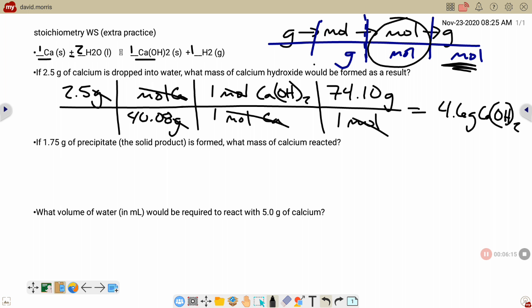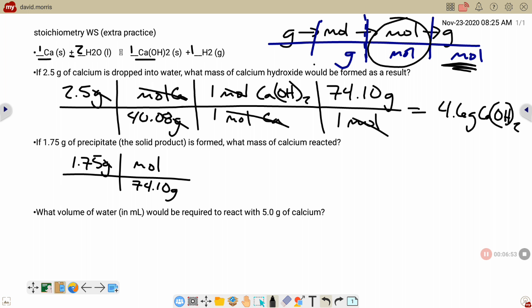It says if 1.75 grams of precipitate, solid product, is formed, what mass of calcium is reacted? It's basically the same question, just backwards, right? Because I'm giving you this mass first, and then you try to come up with that one. So it's all the same stuff, just backwards. I start with 1.75 grams, but instead of using this molar mass, I use that molar mass. But again, I have to make it look like this one. I have to divide by grams, right? So I'm going to be dividing by 74.10 grams per mole.